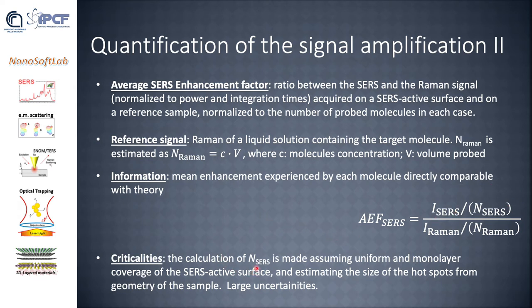The calculation of N-SERS is in fact made assuming uniform and monolayer coverage of the SERS active surface and estimating the size of the hotspot from the geometry of the sample. Then we divide this effective volume by the volume of a molecule and we calculate the number of molecules. Of course, since we do not know exactly the size of the hotspot and where the molecules are localized, this parameter suffers from large uncertainties.